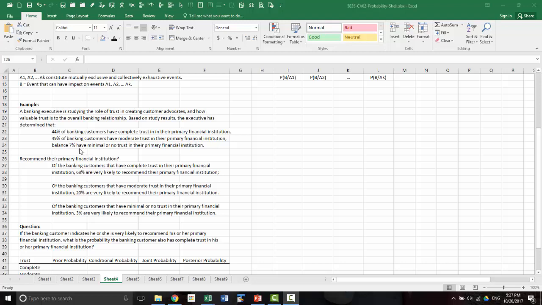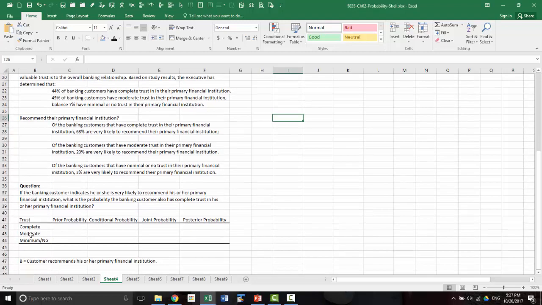So when it comes to trust, there are three possibilities, and that collectively exhausts all possibilities. And they are mutually exclusive because you cannot have complete trust and also moderate trust. So the prior probabilities are now given: 44%. Remember, the percentage sign doesn't mean the content of the cell is 44. Excel displays it as a percentage, but the cell content is 0.44.